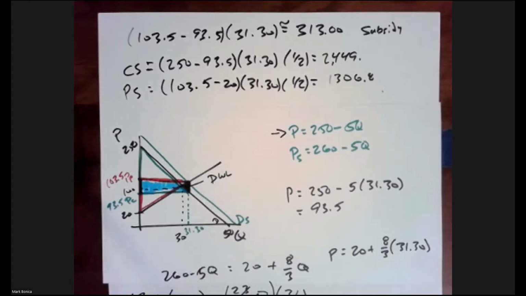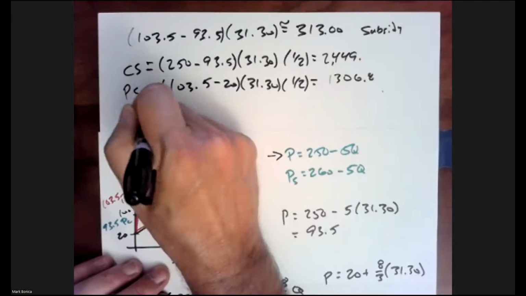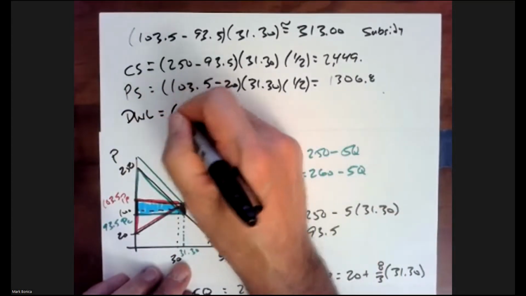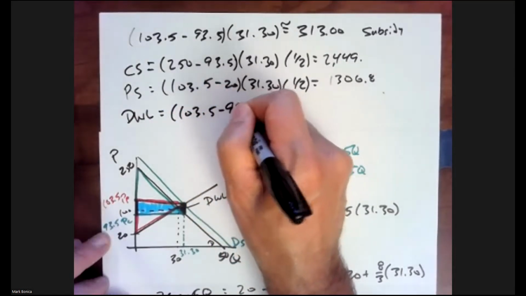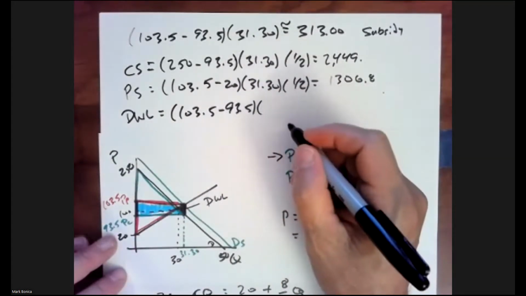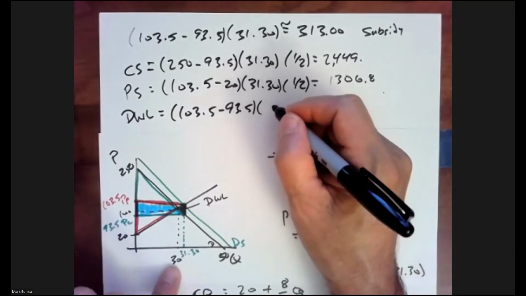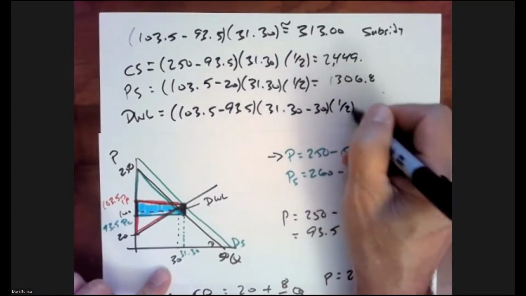But a subsidy, like a tax, causes us to do, in this case, more trades than we would naturally do. A tax causes us to do fewer trades. And so there is a deadweight loss here. All right. How much is the deadweight loss? Well, let's do the height. The height is 103.5 minus 93.5, right? That's 10 because it's the same height as the subsidy. And then the width of the triangle is 31.3 minus 30, and then times a half.